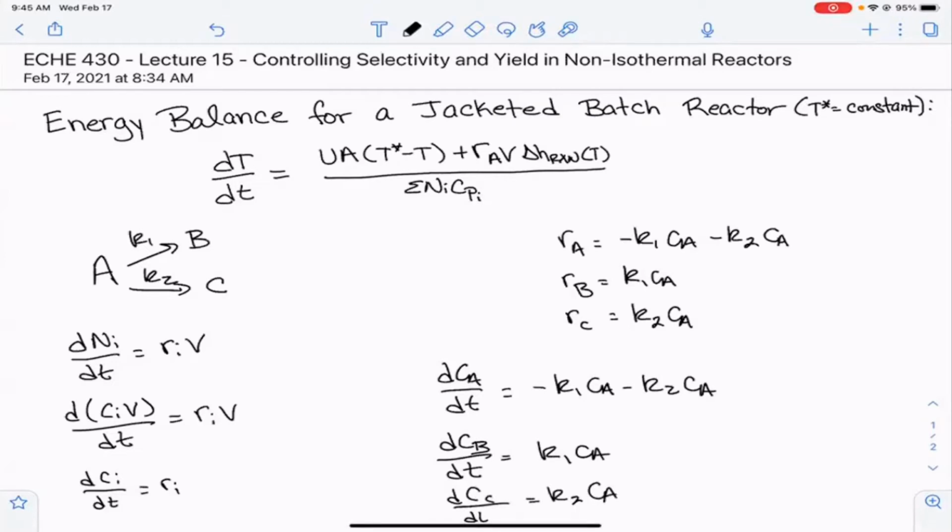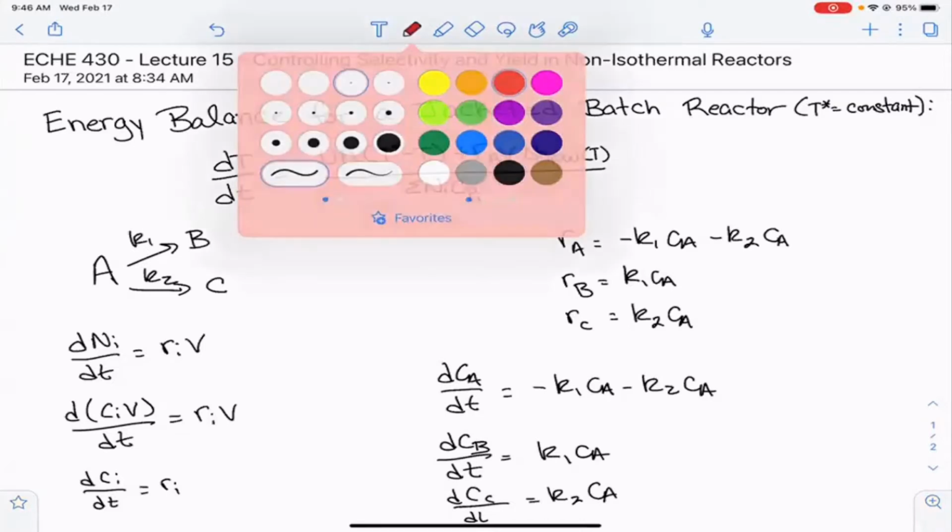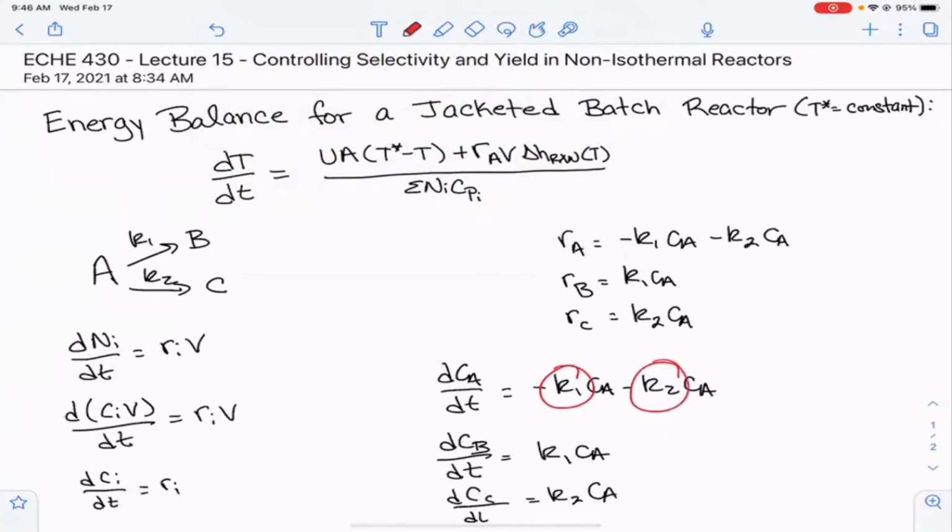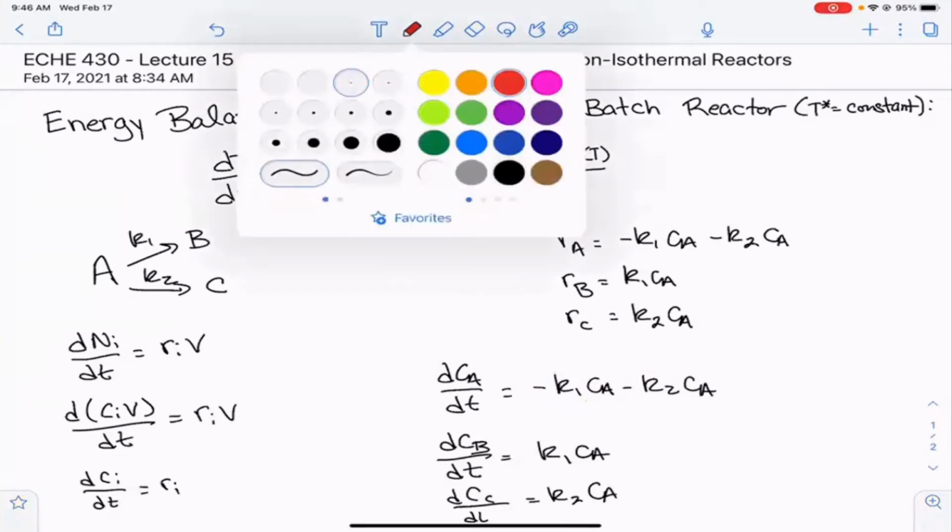And on our previous attempt at solving this problem in lecture 6, this was a relatively straightforward thing to do because k1 and k2 were constants. And when we treat them that way, we could just group the terms and then integrate very easily for Ca. But you can't do that in this case because these are also going to be changing with time, because the temperature of our reactor is going to be changing with time.